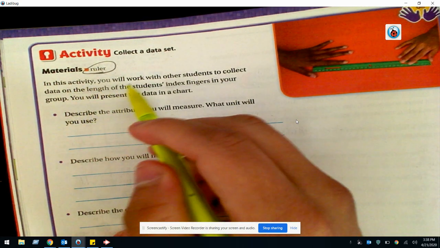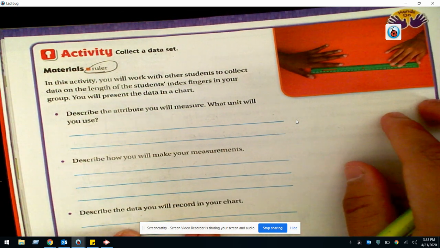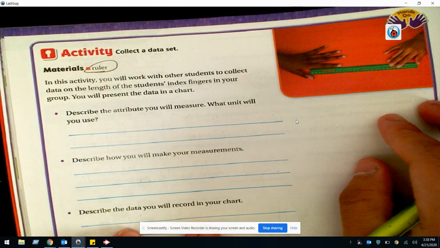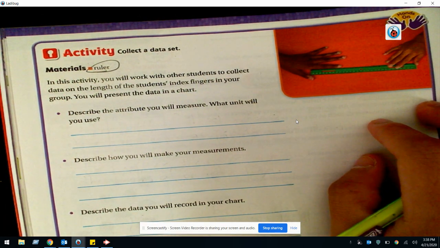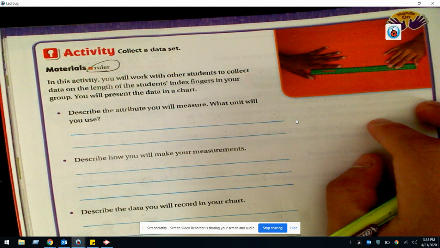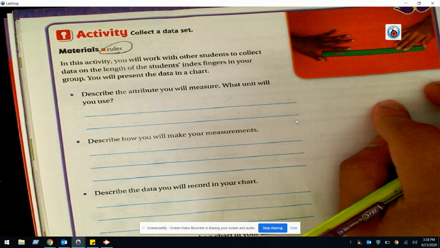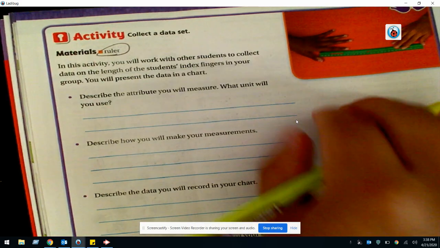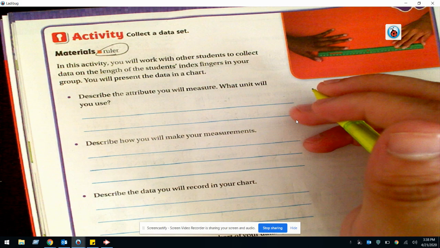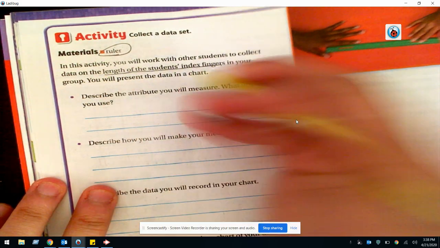In this activity, you will work with other students to collect data on the lengths of students' index fingers in your group. You'll present the data in a chart. Like I said, because we're at home, obviously we're not able to work within groups, but I'm showing you what it would be to describe the data set overall. So describe the attribute you will measure. So the attribute, remember, that we are looking for, according to this, is the length of the student's index fingers.